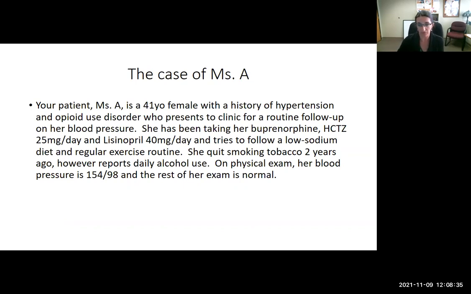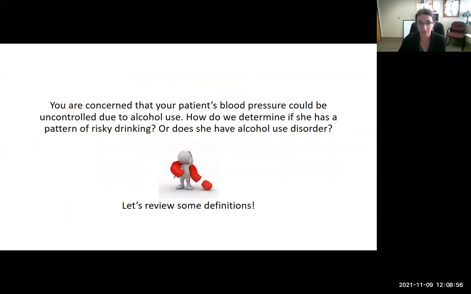She's been taking her buprenorphine and her hydrochlorothiazide and lisinopril for blood pressure, and tries to follow a low sodium diet and regular exercise. She did quit smoking tobacco 2 years ago, but she does report daily alcohol use. On physical exam, her blood pressure is 154/98, and the rest of her exam is normal. So you're worried about her blood pressure and are wondering if it could be linked to her alcohol use.